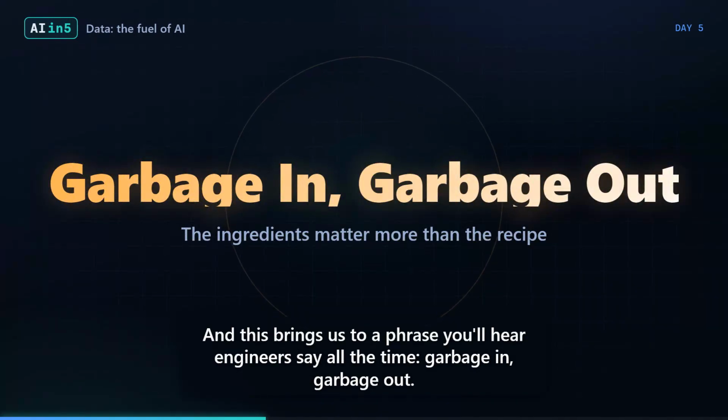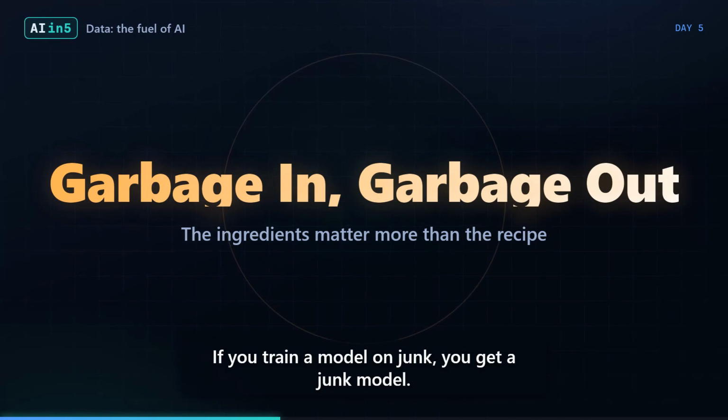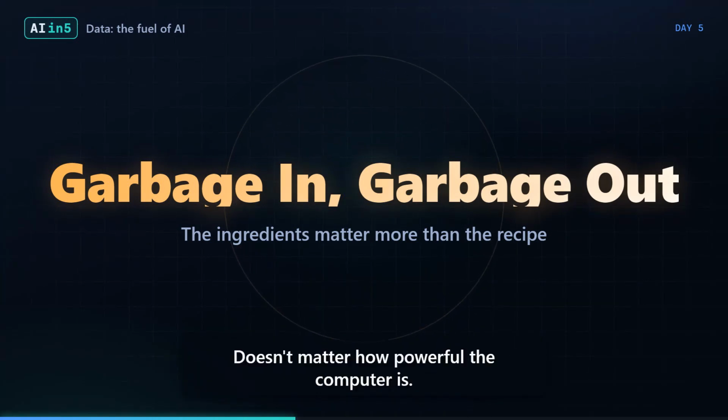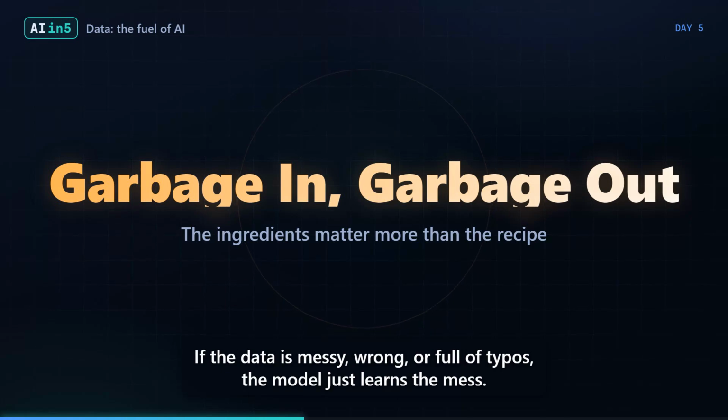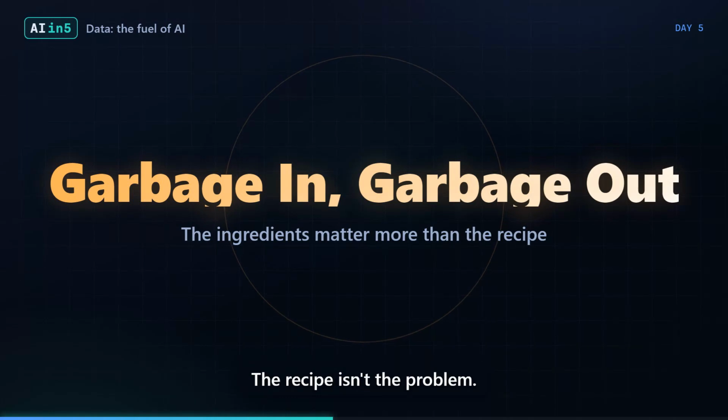And this brings us to a phrase you'll hear engineers say all the time: garbage in, garbage out. It's exactly what it sounds like. If you train a model on junk, you get a junk model. Doesn't matter how fancy the algorithm is. Doesn't matter how powerful the computer is. If the data is messy, wrong, or full of typos, the model just learns the mess. It's like trying to bake a cake with spoiled eggs and salt instead of sugar. The recipe isn't the problem. The ingredients are.